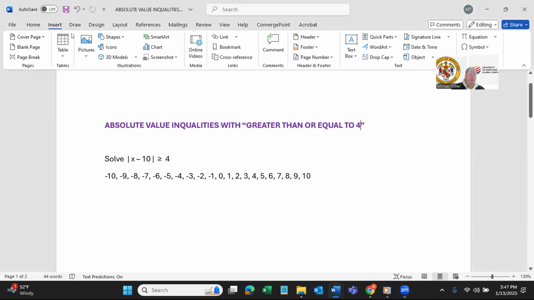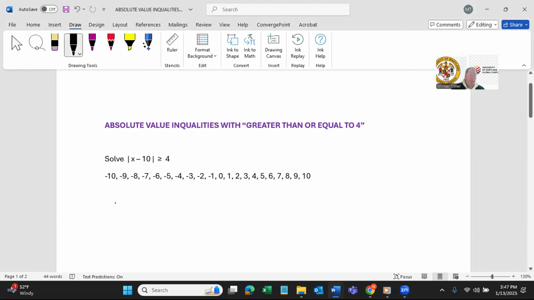So, for example, let's start at negative 10. If I take negative 10 and then take the absolute value of that, it'll be 10. And is 10 greater than or equal to 4? Well, it certainly is. So if I had negative 10 inside the absolute value, then that will work. What about negative 9? Absolute value of negative 9 is 9. And is 9 greater than or equal to 4? Yes, it is. So negative 9 will work. So negative 10 will work. Negative 9 will work. How about negative 8? Yes, that'll work as well.